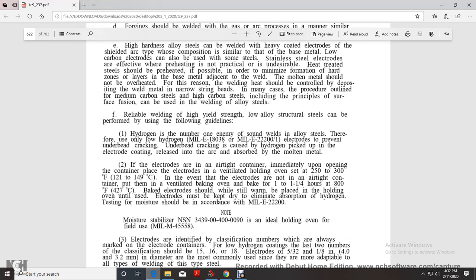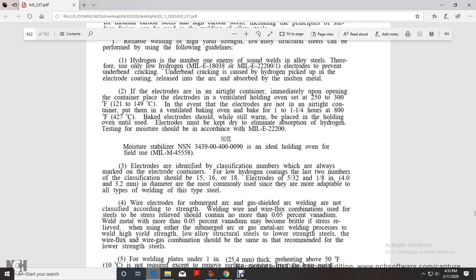Hydrogen is the number one enemy of sound welds in alloy steels. Therefore use only a low hydrogen electrode to prevent underbead cracking, because hydrogen picked up by the electrode coating is released in the arc and absorbed by the molten metal.